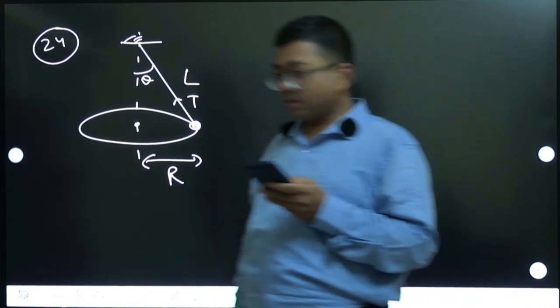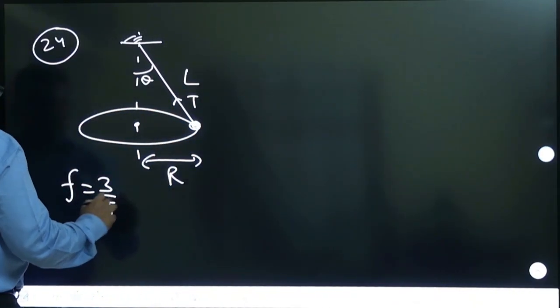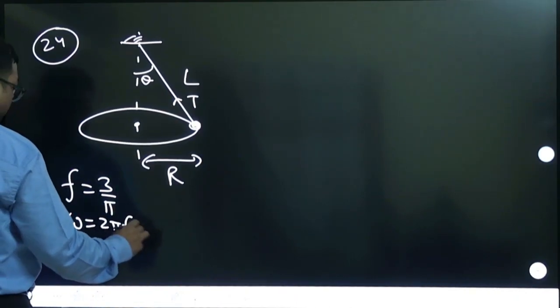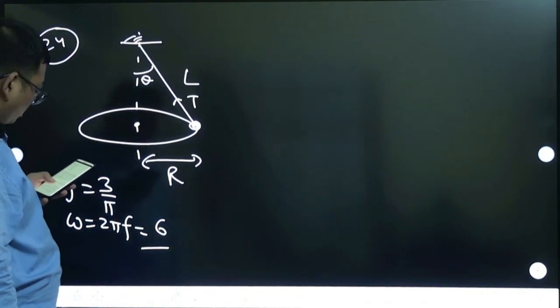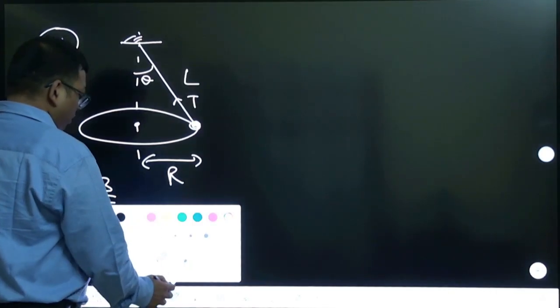The mass makes 3 by pi rotations per second, so the frequency is given. Frequency is 3 by pi. So omega is 2 pi into frequency. Substitute, it will come to 6, right? Then what they are asking is the tension. We need to calculate the tension.